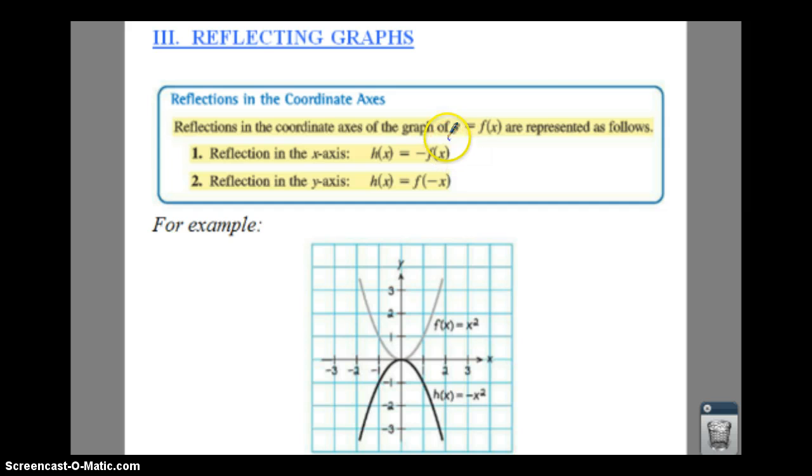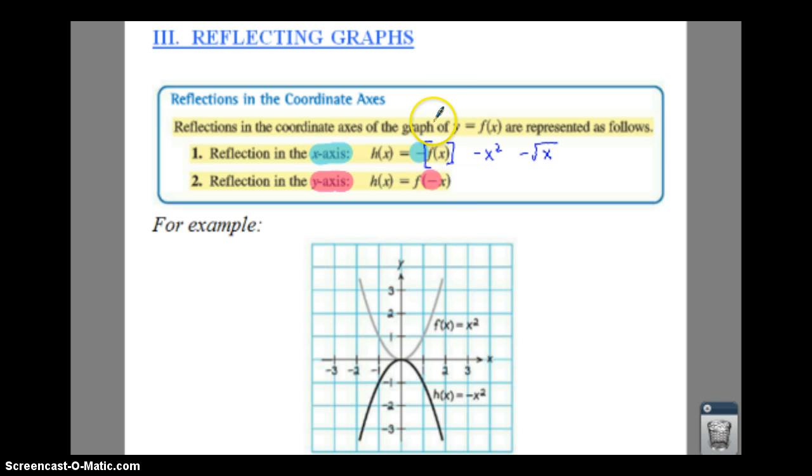Well, if you were given a function, y equals f of x, you're going to have a reflection over your x-axis if your negative is outside of your function. So what that means basically is if you have a negative times whatever your function is, so say like negative x squared, maybe negative square root of x, something like that, that means you're going to have a reflection over your x-axis. If you have something that is reflected over your y-axis, then that negative is inside your function.